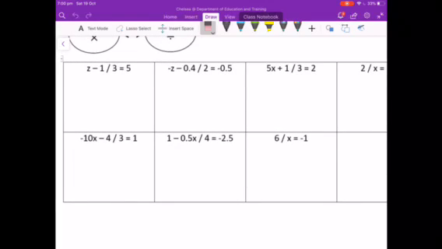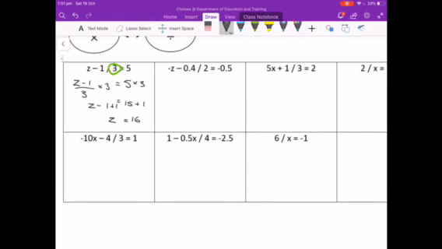Okay, let's begin. So we have z take 1 divided by 3 equals 5. So I'm going to start by writing the equation down. Now z has been subtracted by 1 and then divided by 3. So I'm going to start with the end of the equation again, because remember, we're trying to get that letter on its own, so we have to work backwards. Now the opposite of dividing by 3 is timesing both sides by 3. Therefore, z take 1 equals 15. Now we have subtracted 1, therefore we have to add 1 to both sides. Therefore, z equals 16.